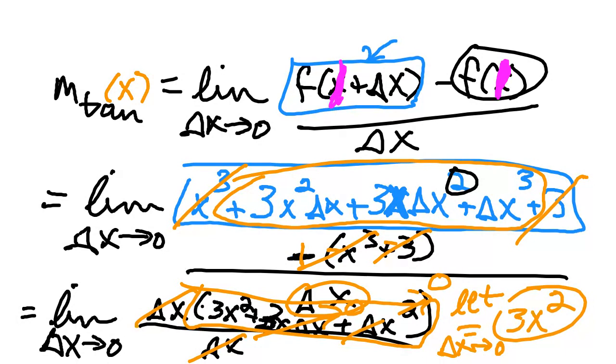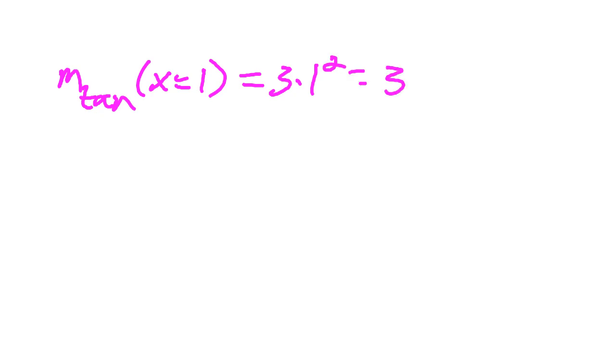If you did it for x sub 1 equals 1, you would have got 3 times 1 squared, which is just 3. So the slope of the tangent line at x sub 1, I'm going to plug in here, is equal to 3. Let me clear this off and go back. So now I can say the slope of the tangent line at x equals 1 is 3 times 1 squared, which is 3.